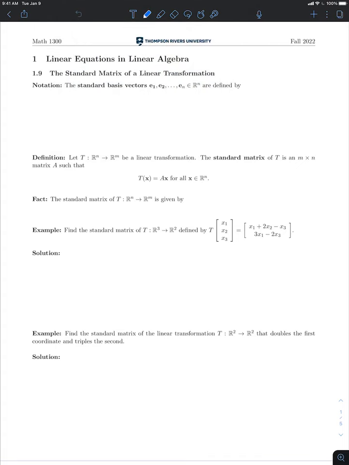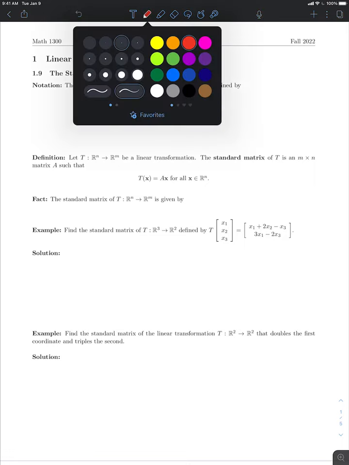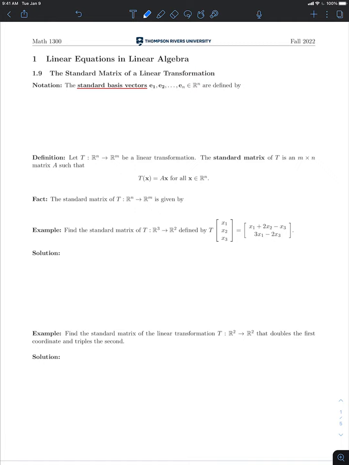We're going to start by introducing some notation and a new term called the standard basis vectors. Here's how it works. Start with a positive integer n, and consider Rn, the set of all n-dimensional vectors. There's a specific list of n vectors, e1, e2, all the way up to en, that have certain definitions.